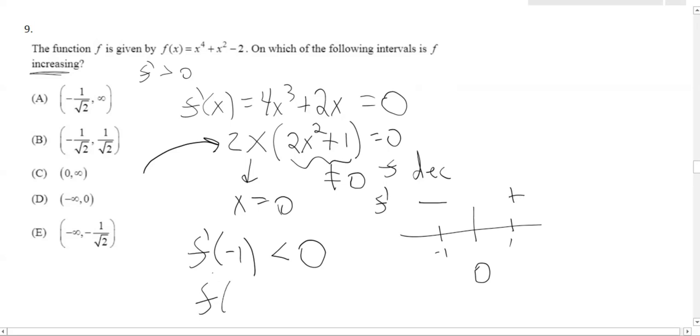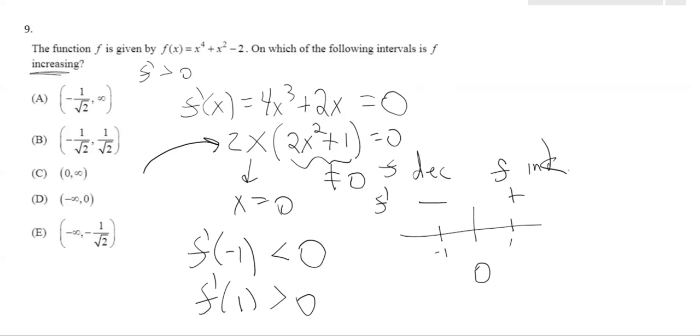Got to check it. So f prime of 1, if I plug in a positive number, I do confirm that the derivative is greater than 0, so f is increasing there. So 0 to infinity, choice C here. Okie doke.